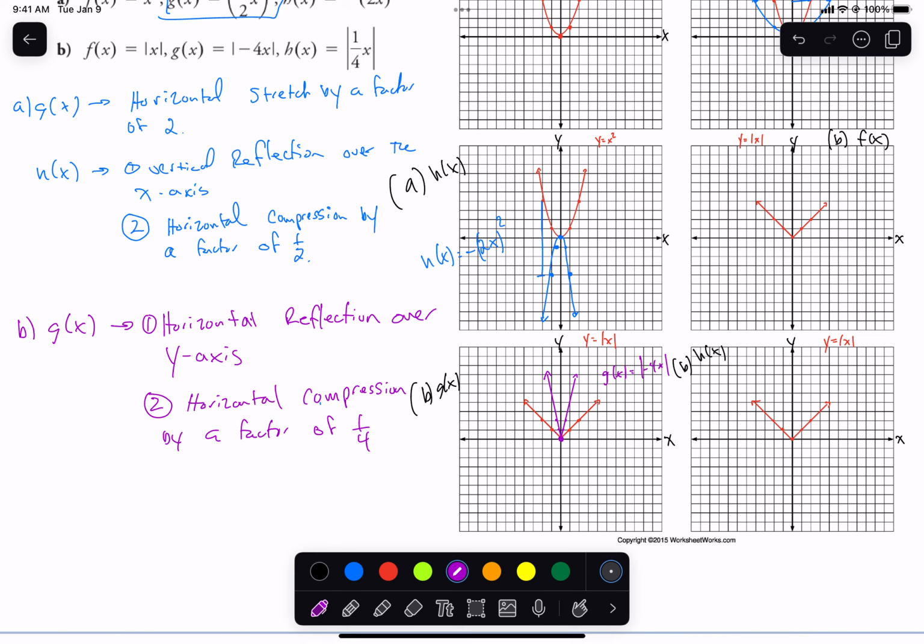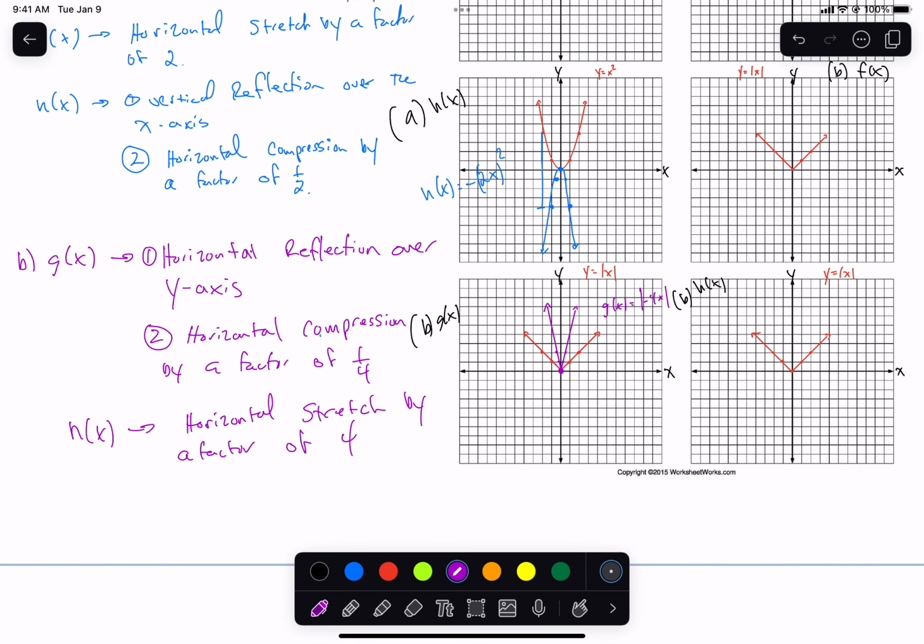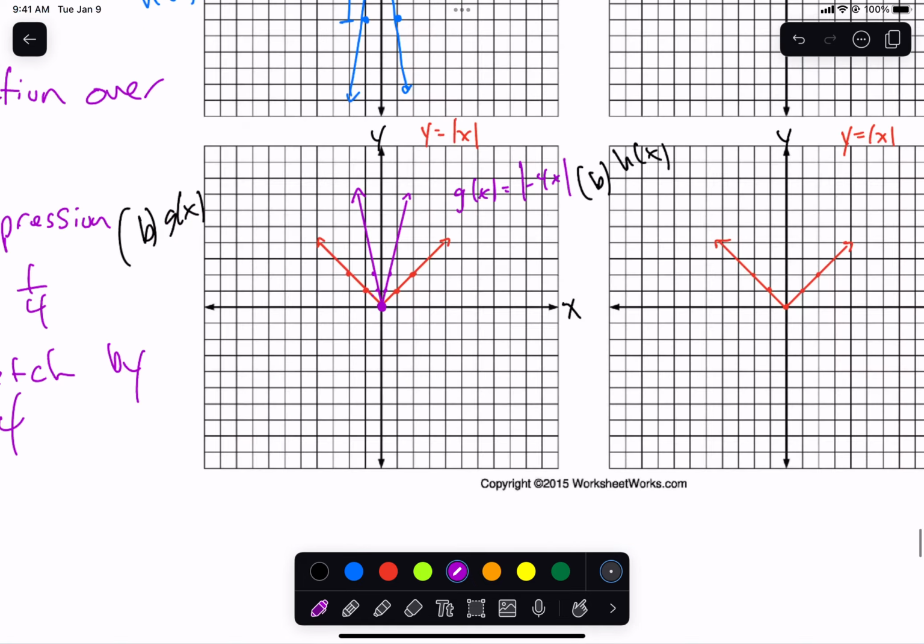Now we've got one more to do here. It'll be the h of x function. I see a 1/4 on the inside. Inside is the key word there. That's signifying horizontal versus vertical again. And there's only one thing, so it's a horizontal stretch now by a factor of 4. So I'm going to take the base graph, and for h of x, I'm going to horizontally stretch it by a factor of 4.